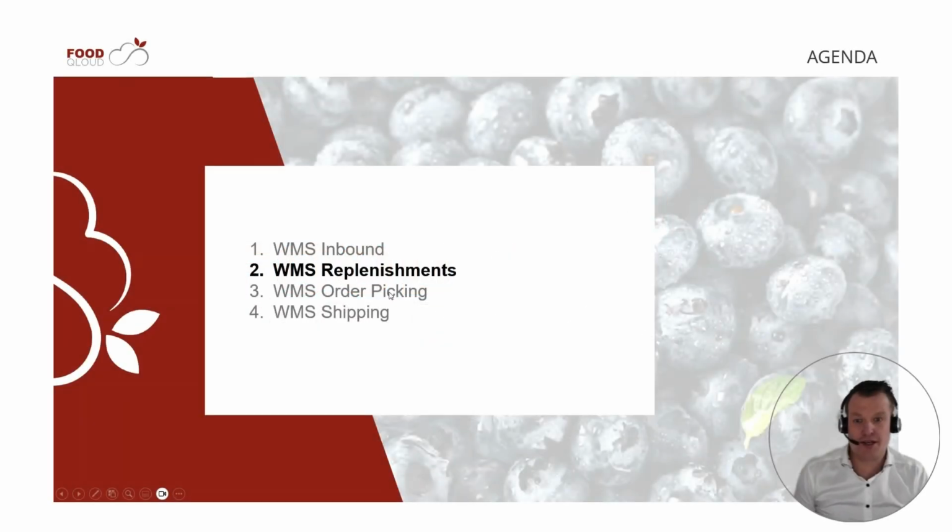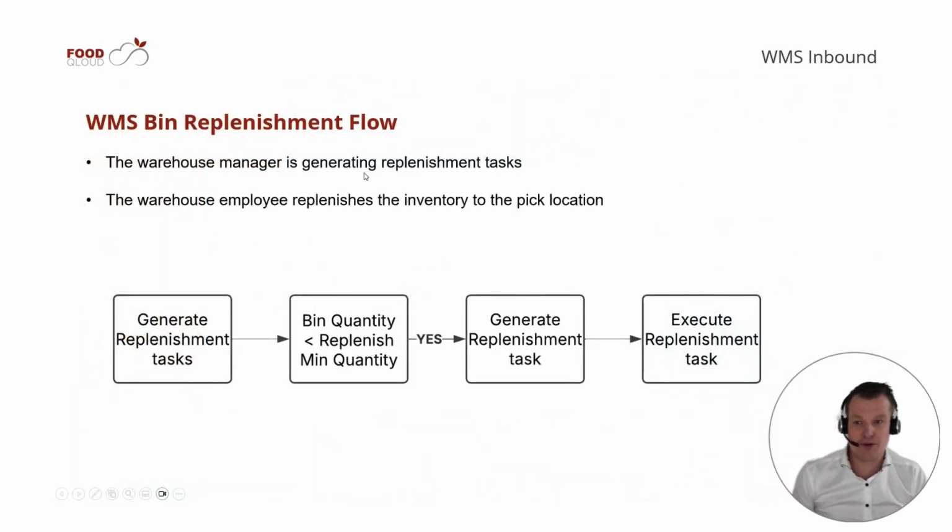The second subject of today is the WMS replenishments. The bin replenishment flow: the warehouse manager generates a replenishment task. This can be via schedule or via NetSuite. The warehouse employee replenishes the inventory to the pick locations based on WMS scanners. Replenishment tasks are generated if the bin quantity is lower than the replenishment minimum quantity, then the item can be generated as a replenishment task. In the scanner, we execute the replenishment tasks.